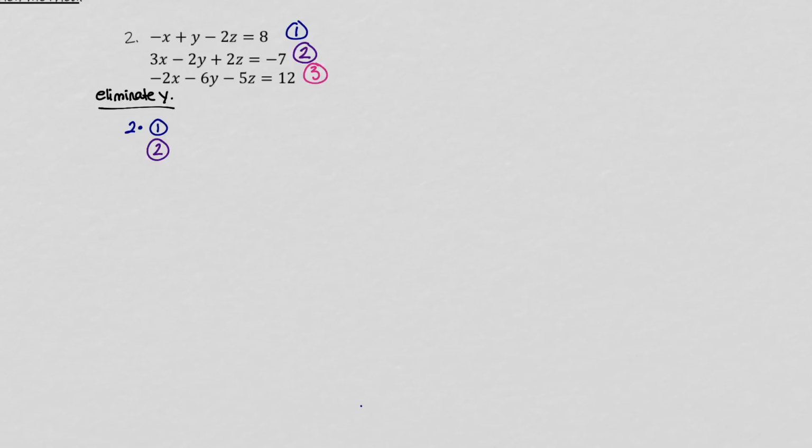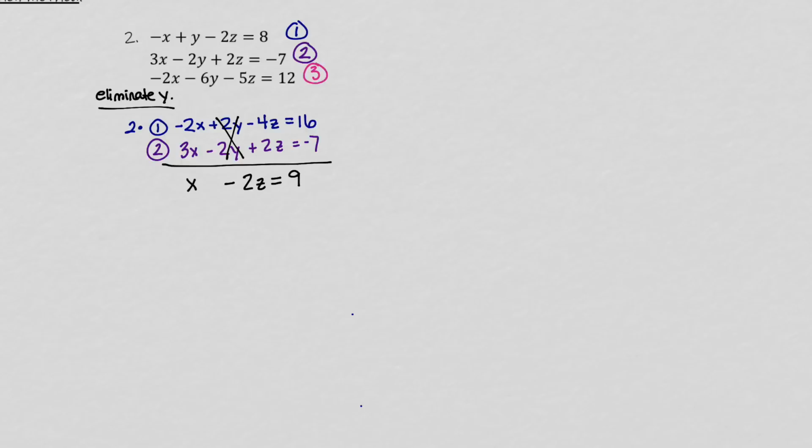So I'm going to multiply everything in this top equation by 2. I get negative 2x plus 2y minus 4z equals 16. If you forget to multiply one of the terms by the 2, everything's going to go wrong, so make sure every single term gets multiplied. Then we just write out the second equation: 3x minus 2y plus 2z equals negative 7. Let's add them up. This time I get a 1x, the y's add up to 0, minus 2z equals 9.